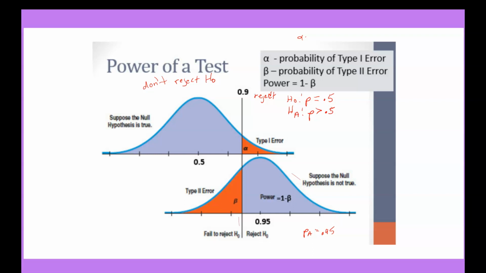For the AP exam, you're not responsible for calculating the power of the test based on a chosen value for the alternative, but you are responsible for knowing the relationship between the type 2 error and the power. What I mean by that is if I define beta to be 0.2, you should be able to calculate that the power of the test is equal to 0.8, 1 minus 0.2.